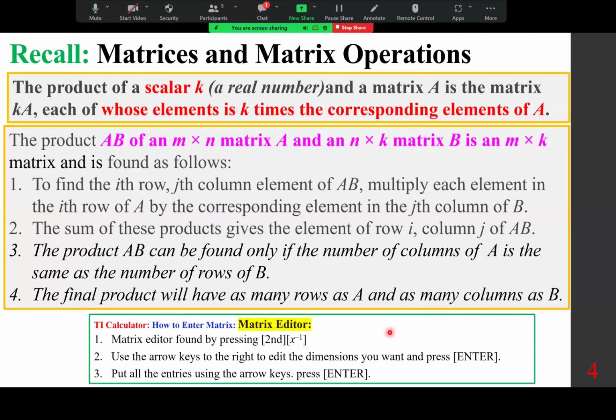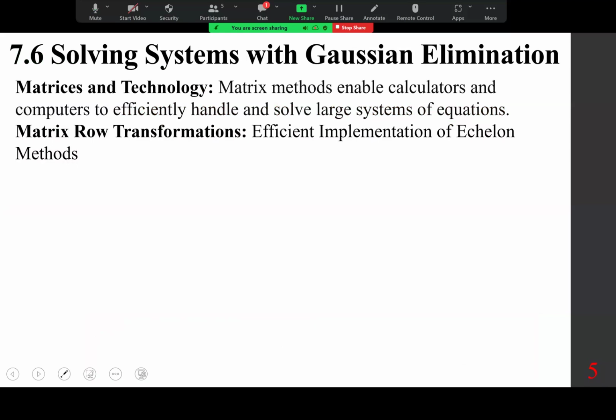And we looked at the technology, the TI, for example, and how to enter matrices. We use the matrix editor, which is found by pressing second and x to the power of -1. Use the right arrow key to edit the dimensions you want and press enter. Put in all the entries using the arrow keys, pressing enter. I hope you remembered. You can go back to my recordings if you want.